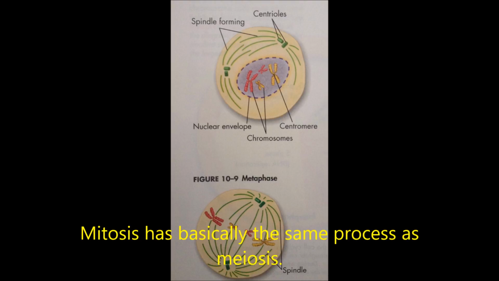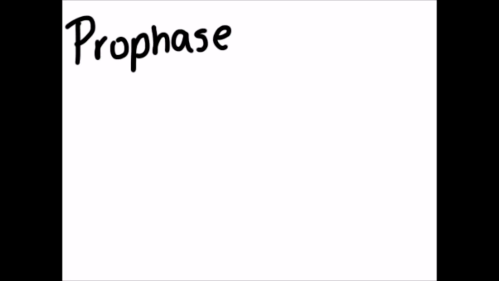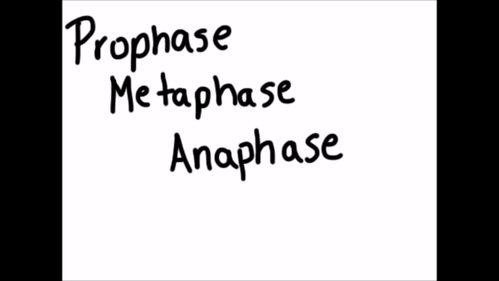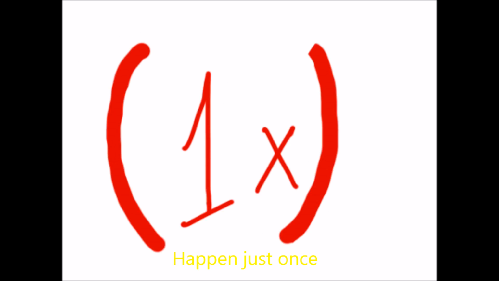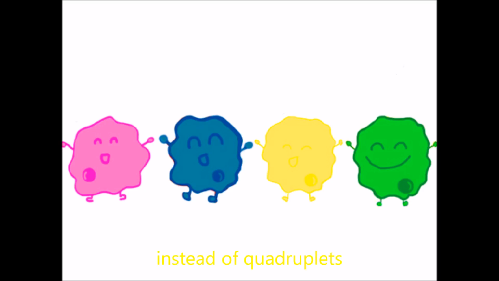Mitosis has basically the same process as meiosis. The only difference is that there's only one division involved in mitosis. Prophase, metaphase, anaphase, and telophase happen just once, and the result of it are twins instead of quadruplets.